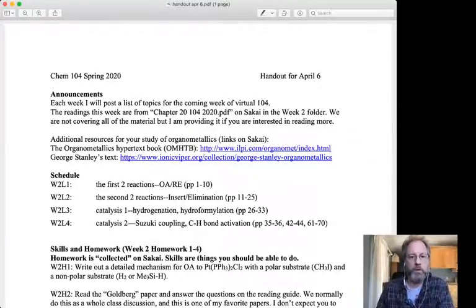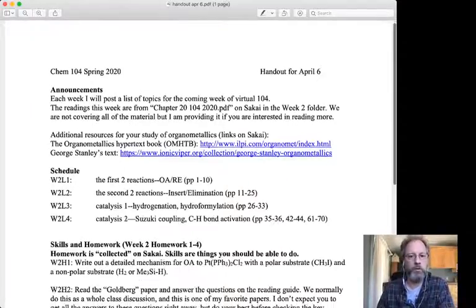The readings from this week are going to come from this chapter 20 PDF. This is an edited version of a textbook chapter that I've written for an upcoming inorganic chemistry textbook. We're not going to cover all the material in this chapter, but I'm providing it for you if you want to read some more of it.